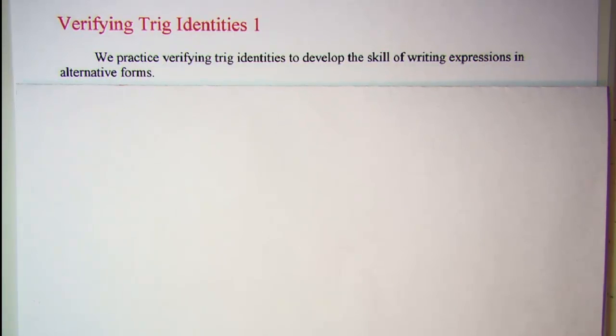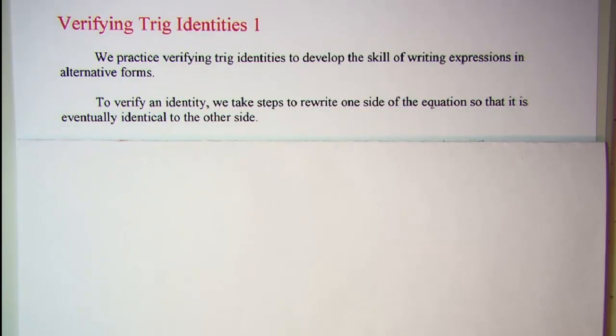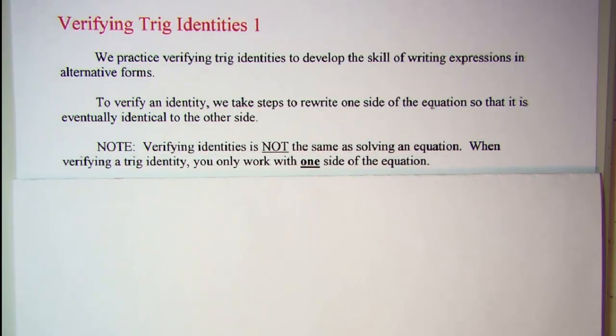So we practice verifying trig identities to develop the skill of writing expressions in alternate forms. To verify an identity, we take steps to rewrite one side of the equation so that it's eventually identical to the other side. Note, verifying identities is not the same as solving an equation. When we're verifying a trig identity, you only work with one side of the equation. You don't do the same thing to both sides. So we only work with one side of the equation.